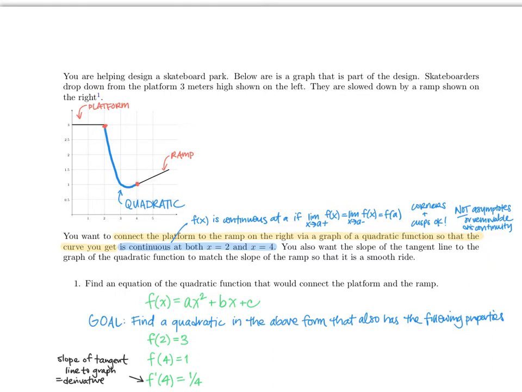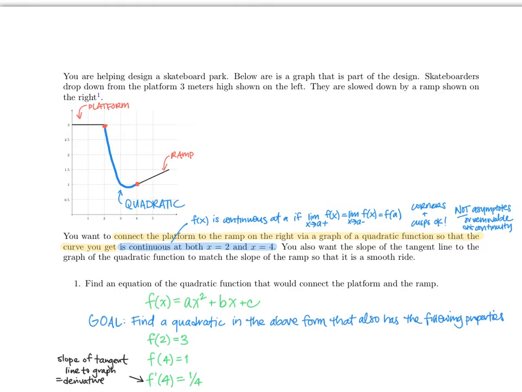And we know that these are the 3 pieces that need to happen. This is so that we connect to the platform up here. This is so that we connect it all to the ramp down here. And this piece is so we connect smoothly, so that the tangent line to the graph of the quadratic matches the slope of the ramp so that it is a smooth ride. Now, what's my plan? Well, I have all of these pieces of information that say, hey, when I plug in 2, I should get 3. When I plug in 4, I should get 1. And when I plug in 4 to the first derivative, I should get 1/4.